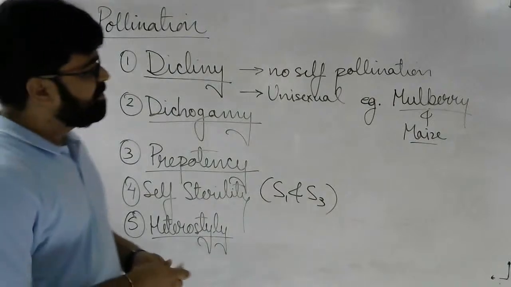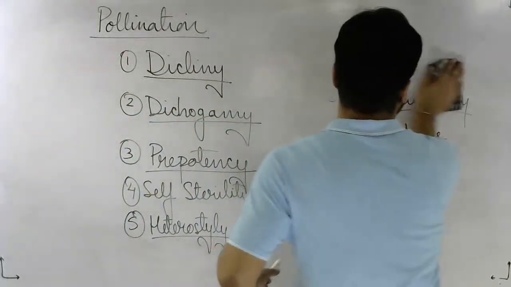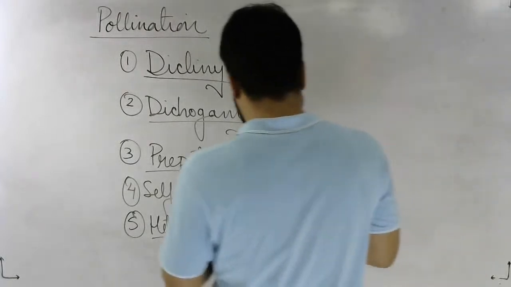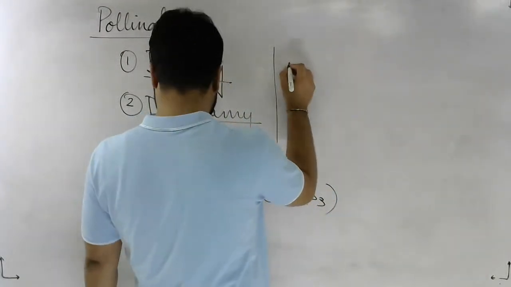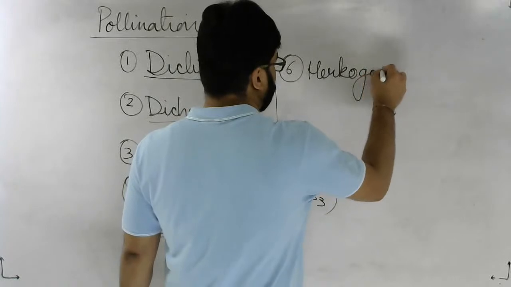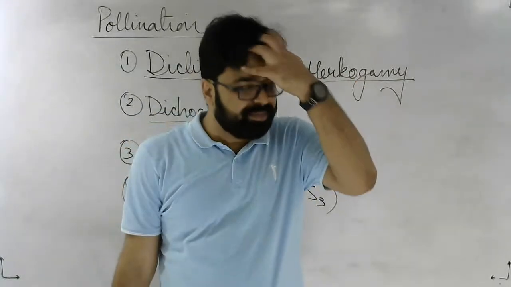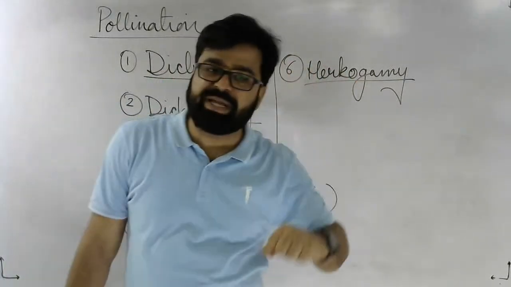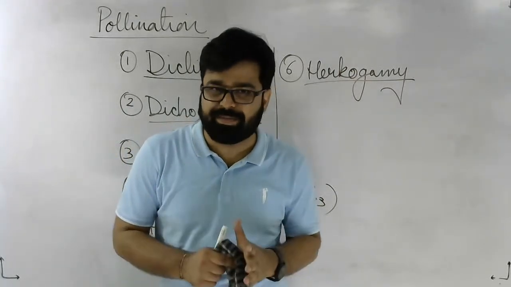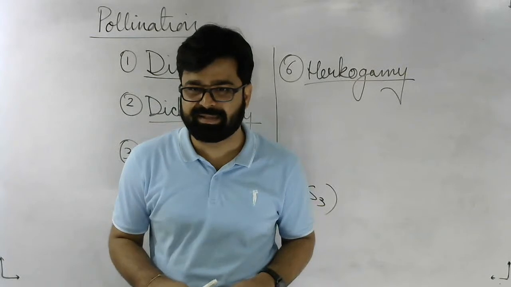Now, next term is hercogamy. Next term is the sixth term, hercogamy. Now, इसके अंदर डिफरेंट मैकेनिज्म प्रेजेंट होते हैं. अच्छा, इसका बेसिक मीनिंग क्या होगा? ऐसा मैकेनिज्म, मैकेनिकल ऑब्स्ट्रक्शन प्रेजेंट रहना फ्लावर में जिससे कि सेल्फ पॉलिनेशन नहीं हो पाए. ओके, यस.